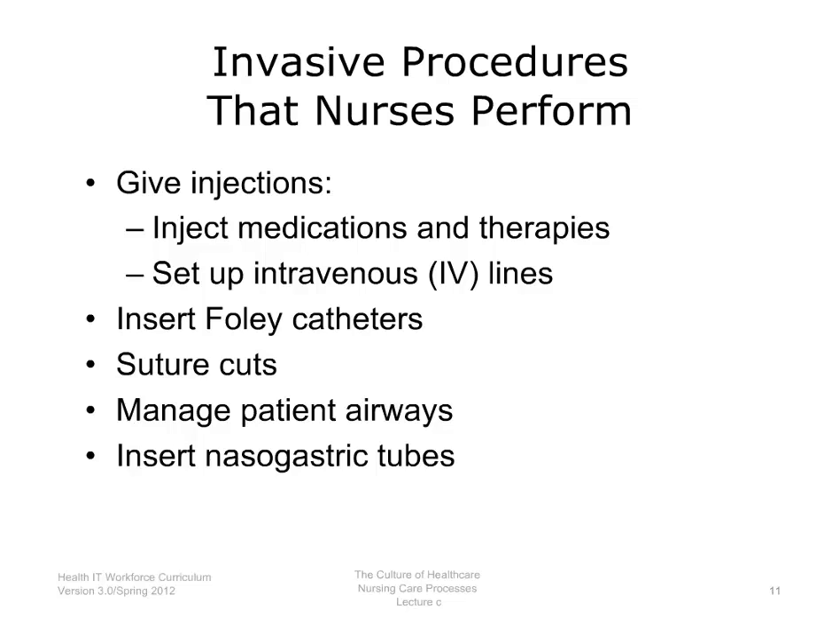Nurses also clean and bandage wounds, and some nurses can suture or stitch cuts on the skin. Some nurses provide airway management by inserting a breathing tube. Some nurses insert nasogastric tubes that run from the nose to the stomach. Nasogastric tubes are used to deliver food and liquids to the stomach or to pump substances out of the stomach.